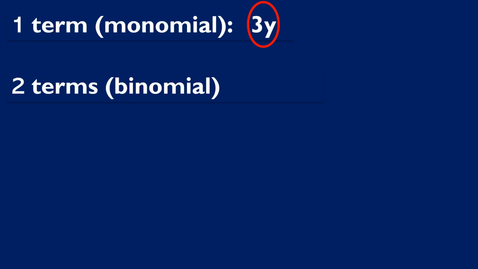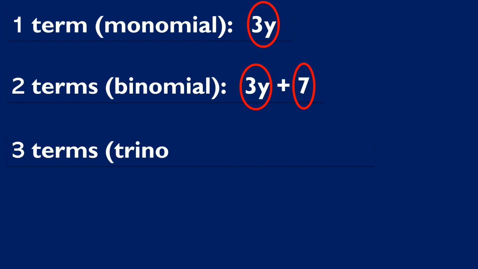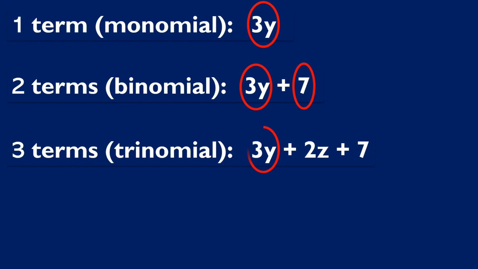So let's quickly have a recap. Where you have one term, that is one algebraic expression, in this case, for example, 3y, we call it a monomial. In the scenario where you have two terms, in this particular case, 3y plus 7, we have a binomial. We have a trinomial when we have 3 components. We have the 3y, 2z, and 7 in this particular example.